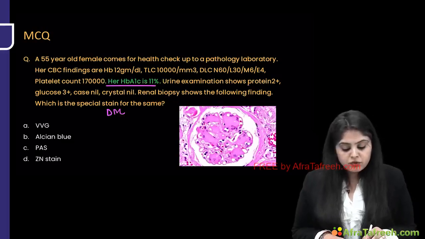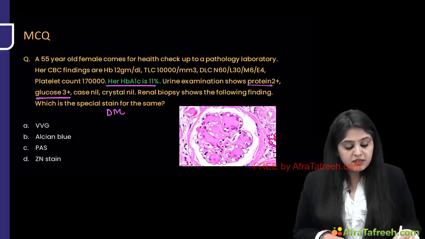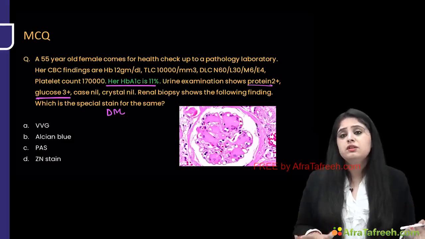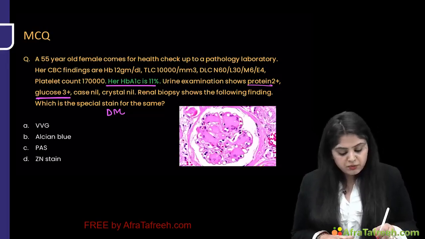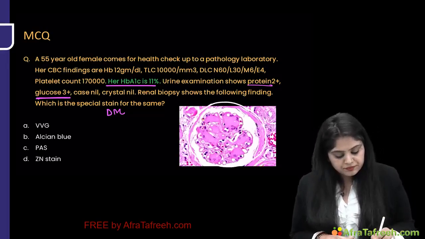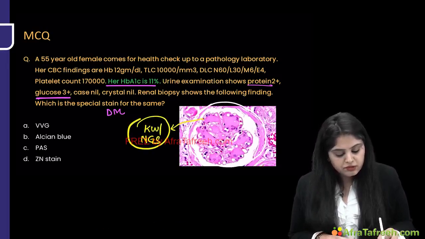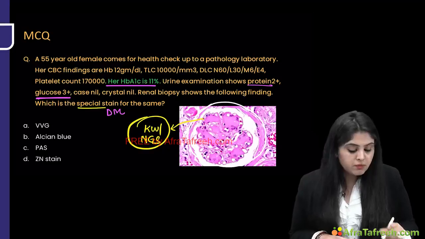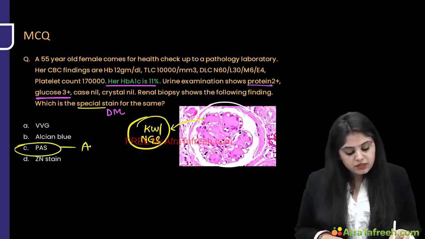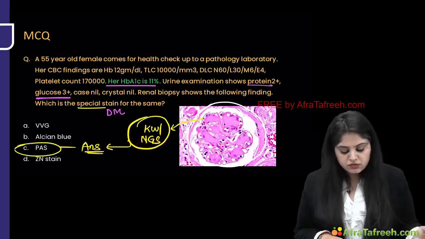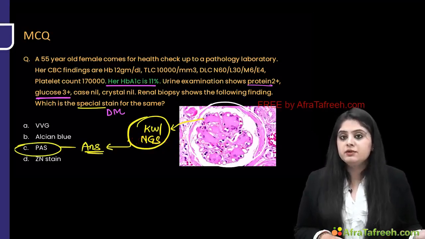Urine examination shows protein 2+, glucose 3+. I'm very, very sure glycosuria is also happening. Glucose is coming out into the urine. Renal biopsy shown below. Can you identify this picture? It's showing you the classical nodular glomerulosclerosis or KW lesion. They've asked you now a pathology question out of it. What is the special stain? I taught you that the special stain for KW lesion is the PAS positivity that you have.